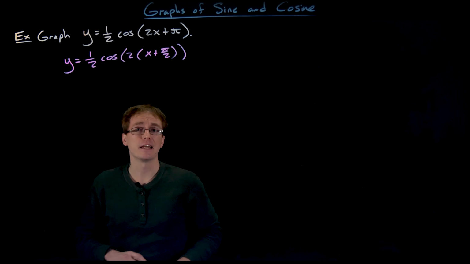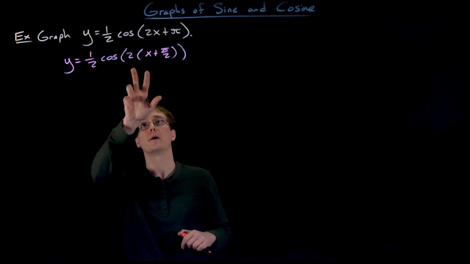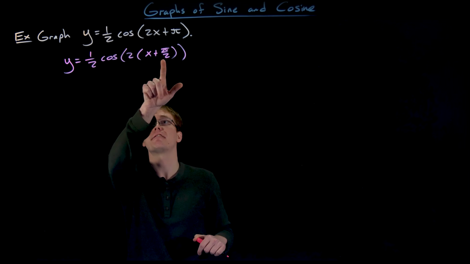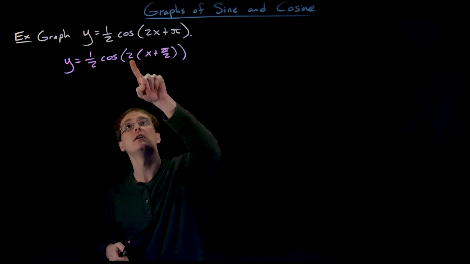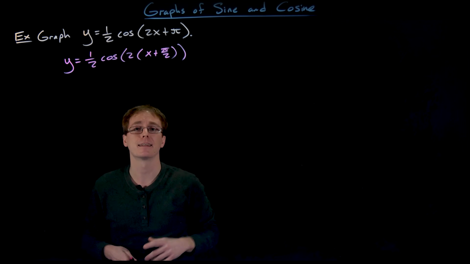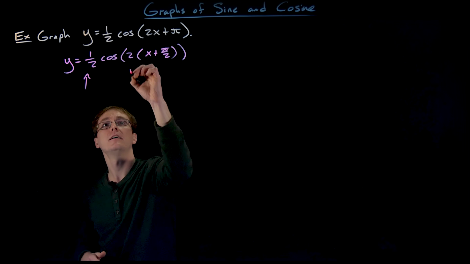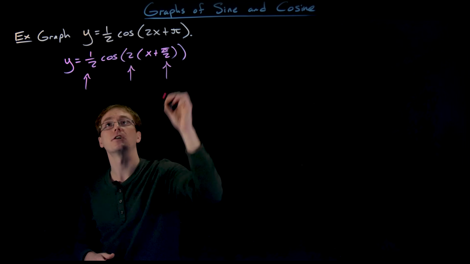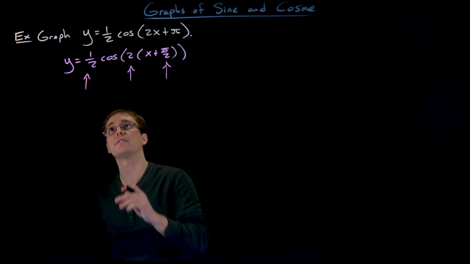It's easy to make a mistake when factoring the inside of your trig function here. The way you can always double check it is redistribute that factor back inside of your parentheses, and you should get back to where you started. 2 times x gives me 2x. 2 times pi over 2 gets us back to pi. So now we can easily identify the 3 transformations that are occurring to our cosine function to get us this new version of our cosine function.